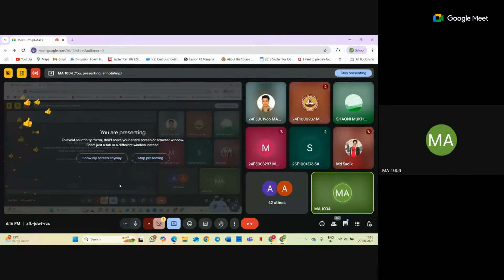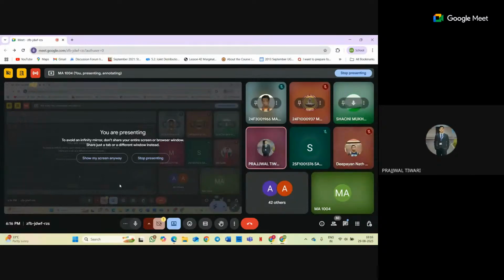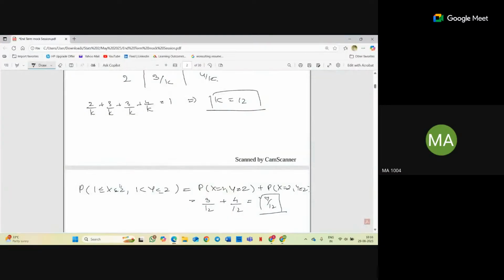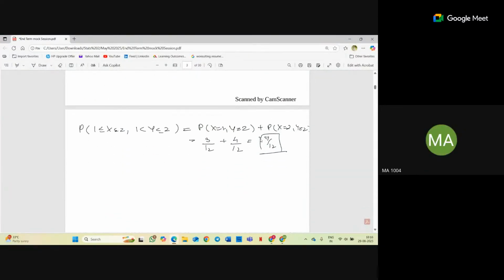Is the fourth question clear to everyone? Yes, ma'am. Ma'am, can you just explain the last step? The last step, this one. How is this probability of X equals 1, comma, Y equals 2 coming? See what they are saying from this.